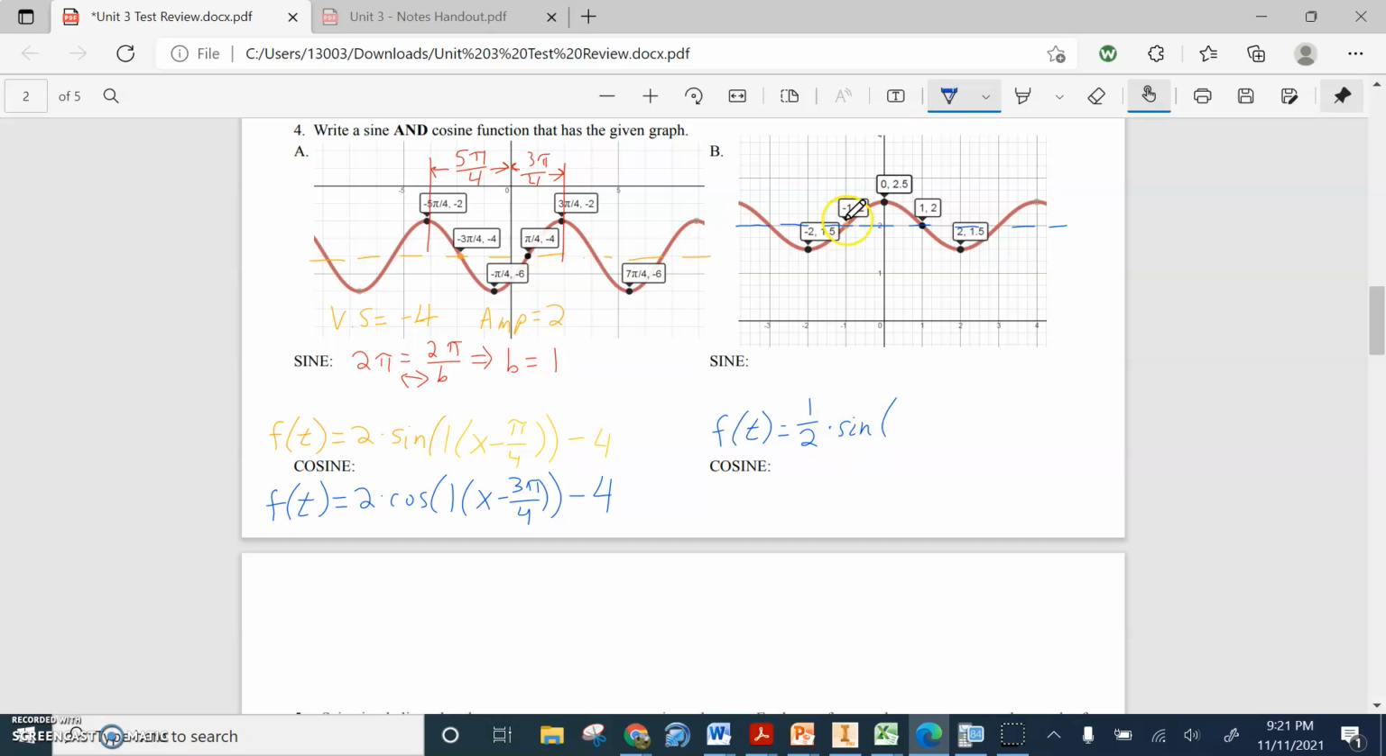The period of this graph, well, I'm going to look at the valleys, because I only have 2 valleys marked out. So this valley, I'm an x value of -2 to here. So that's a distance of 2. And then from the y-axis here, I have another distance of 2. So my overall from left to right, my period's 4. So 4 equals 2 pi over b. b is pi over 2.